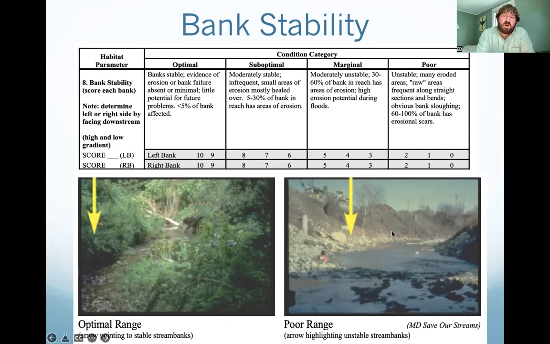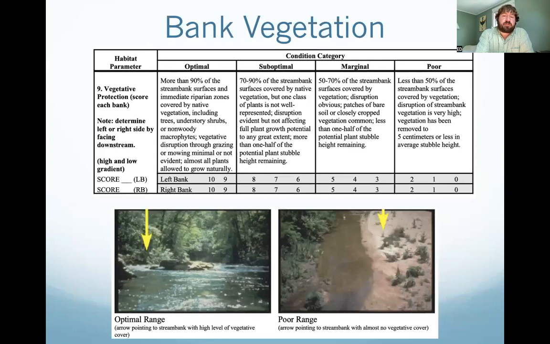So that's going to grade out on the higher end of the spectrum. On the right here, we see banks that don't have that sort of structure. So the roots aren't there. They're not binding the banks together. This bank is more likely to move and adjust, and so the habitat won't be persistent there. So that would grade out on the poorer range.